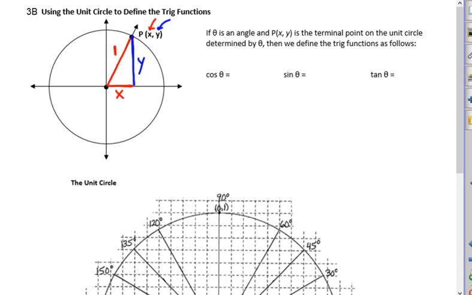So if we were to label this triangle here with theta, if I wanted to find cosine of theta, I would use adjacent over hypotenuse. Adjacent over hypotenuse is x over 1, which just reduces to x. So cosine of theta is the x coordinate of the point. Sine of theta is opposite over hypotenuse, which is y over 1, so the sine of theta is just the y coordinate of the point. Tangent is y over x, and as we talked previously, that also corresponds to the slope of the angle.